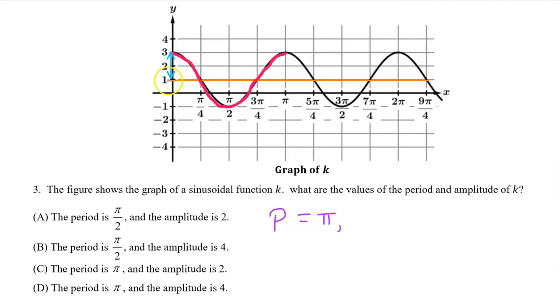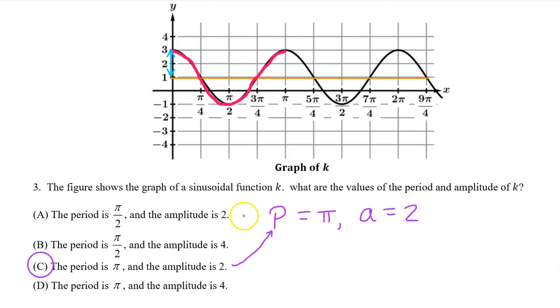The amplitude is the distance between the midline and the maximum value. In this case, the amplitude is 2. This corresponds to an answer of C.